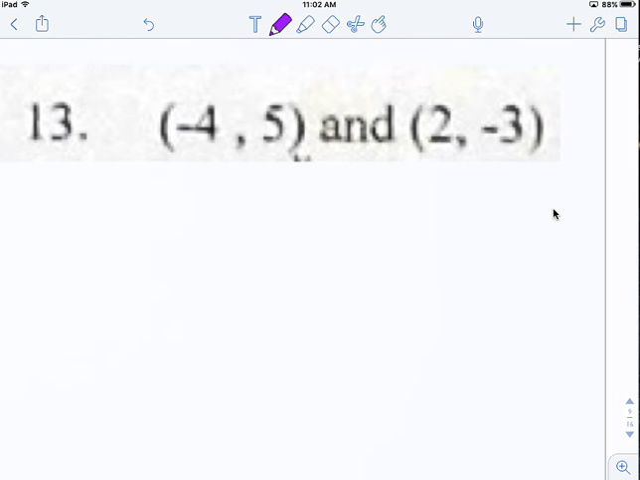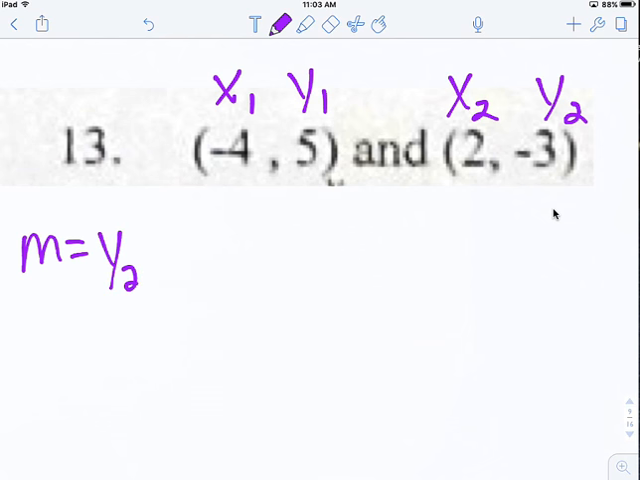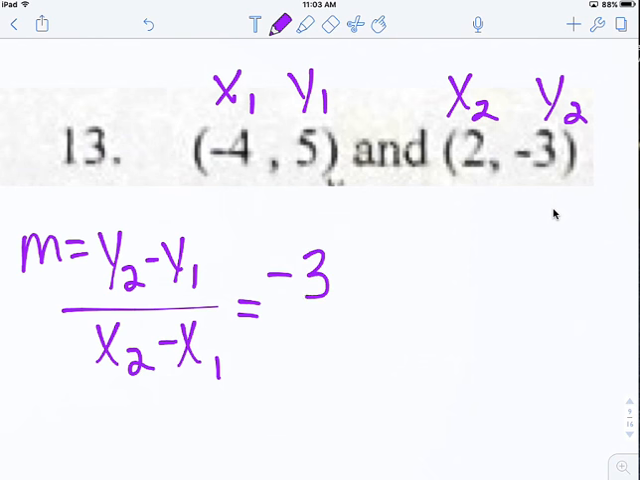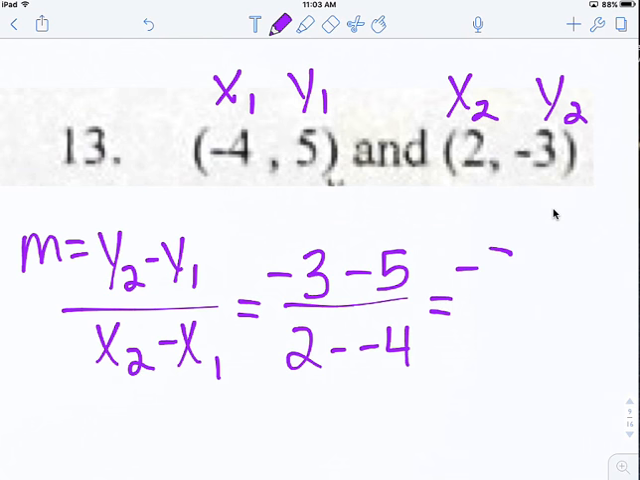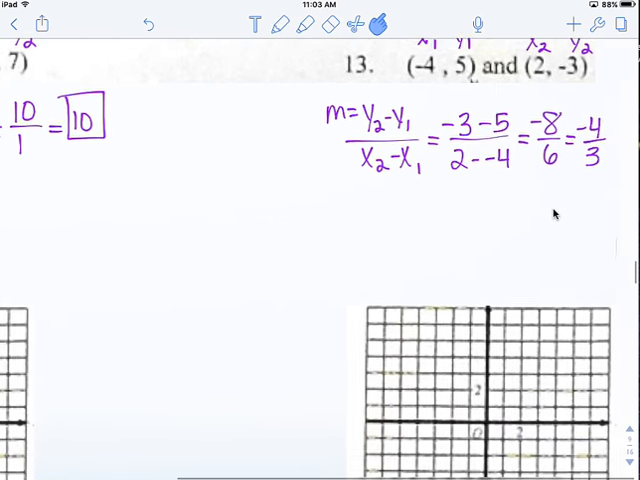Right, on the next one, we have x1 and y1 and x2 and y2. So when we plug this in, we have negative 3 minus 5 over 2 minus negative 4. This is the same thing as negative 8 over 6, which reduces to negative 4 over 3. You'll get the same thing if you use the graph to check.